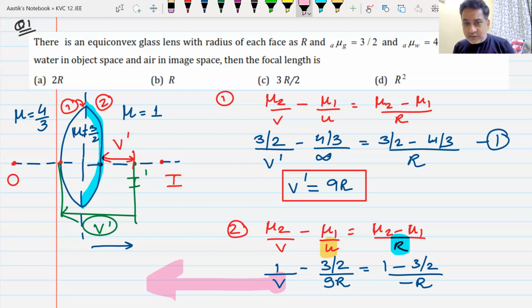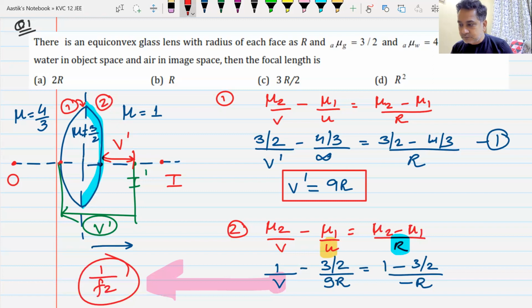This V is the point where finally, after 2 refractions, rays are going to converge. So what is this V? This V is effectively your second focal length. Yes or no? Focus, sir. It will be your second principal focus, and the value of V will be the second principal focal length. I give you this as homework. The answer for the second principal focal length will be coming as 3 by 2R.